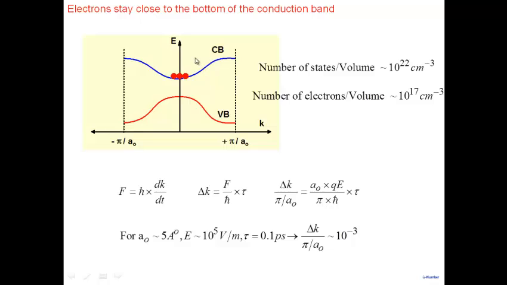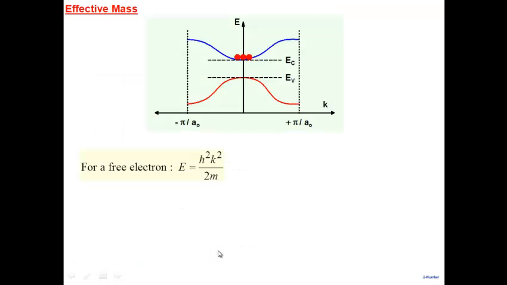The claim that I'm making is that an electron under typical cases is confined to the bottom of the conduction band. The same thing I could say for the holes as well. The holes are confined to the top of the valence band here. Okay, so all my electrons are here most of the time, and most of my holes are at the top of the valence band. Similarly, holes stay close to the top of the valence band.